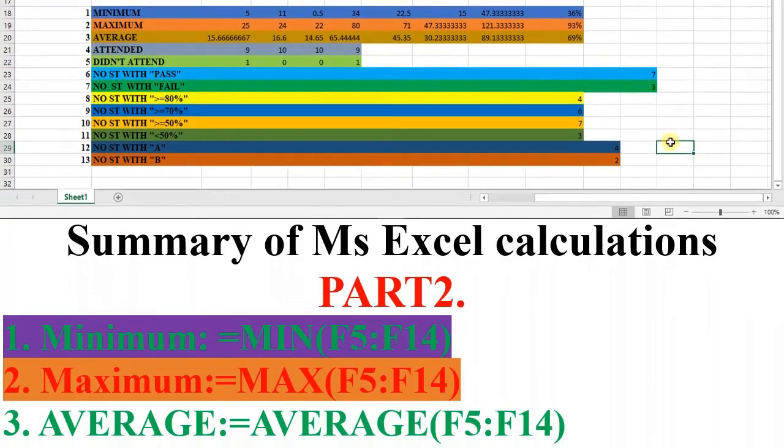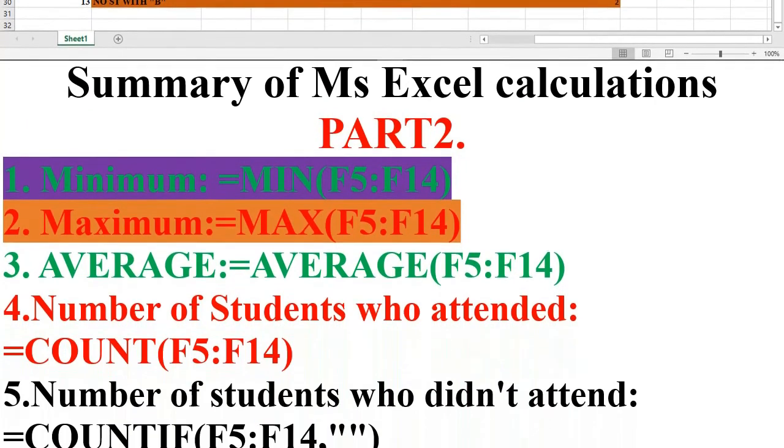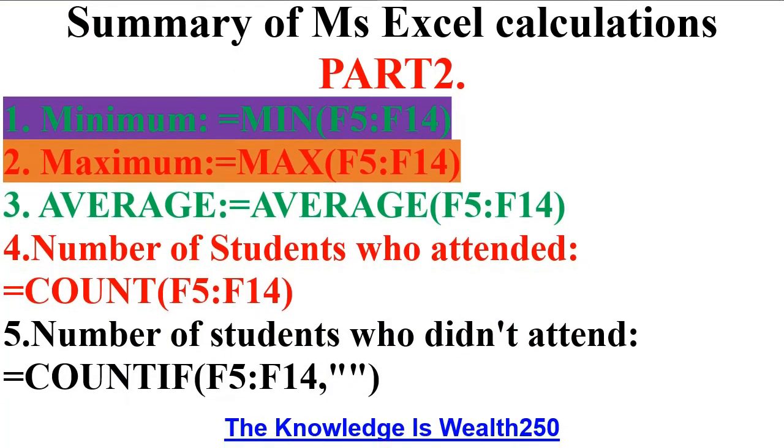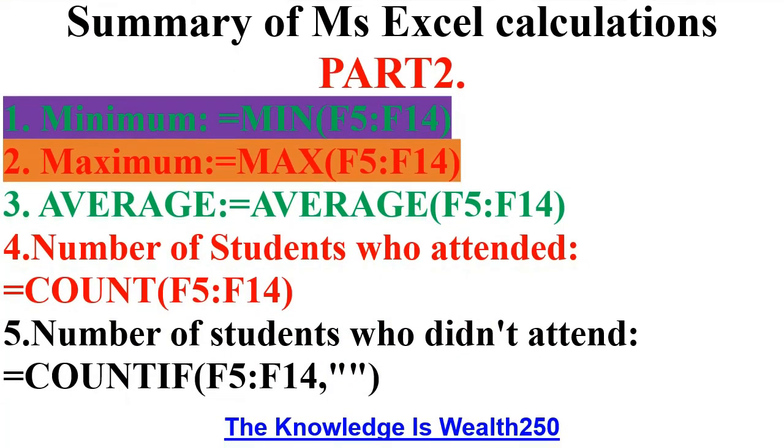Okay, so then after, we are going to see the summary of Microsoft Excel calculations part 2. So the first of all, we have seen minimum. This is the formula that you have used in calculating minimum, where you write equal sign min, then you select range, then enter. Second formula is maximum. You have seen that.